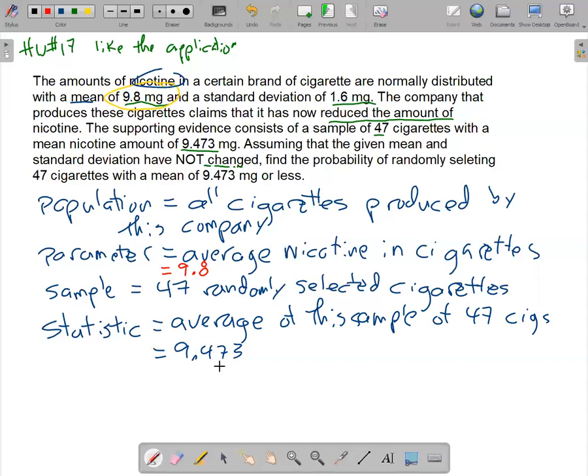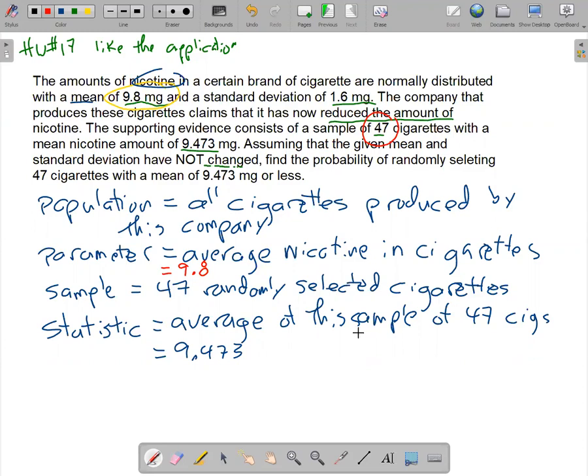Now, clearly 9.473 is less than 9.8, but is it less enough, given that it's the average of 47 cigarettes? Some of these 47 cigarettes had more nicotine than 9.473, and some had less. On average, is this far enough below 9.8 to be significant? Or could this just happen randomly, even if it was supposed to be 9.8? So we're just going to test their claim here. That's some stuff related to the beginning of problem F in the application.